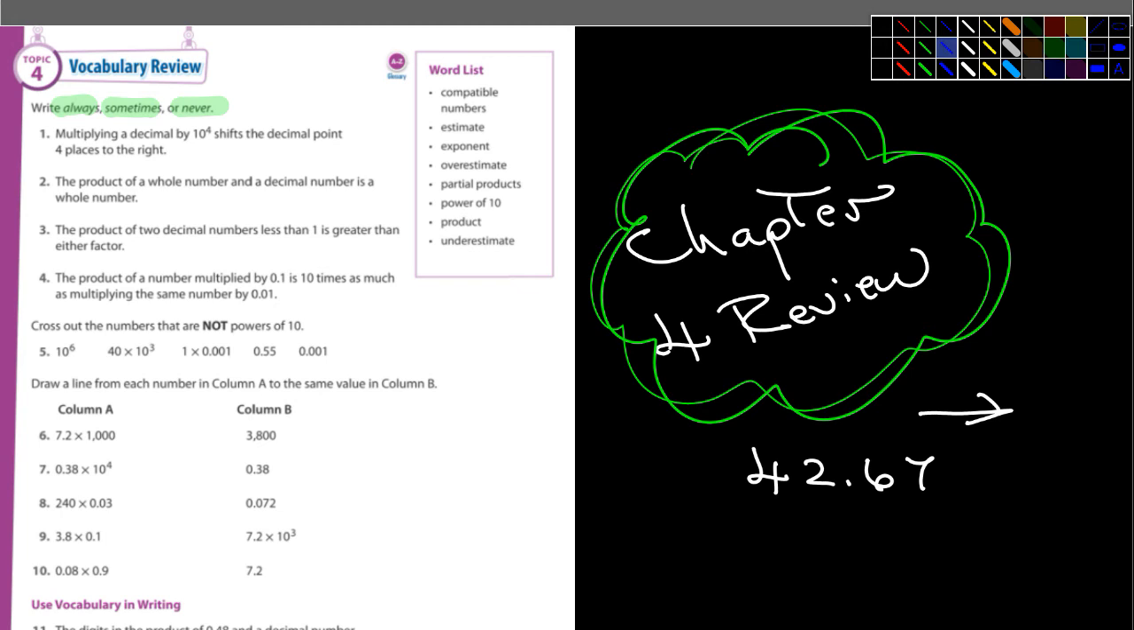Number 5, it says cross out the numbers that are not powers of 10. So number 5, you just cross out the ones that are not powers of 10. All right, 6 through 10, you've done these before. If you think 7.2 times 1,000 is 0.38, then you just draw a line to it. Pretty simple. Pretty straightforward.